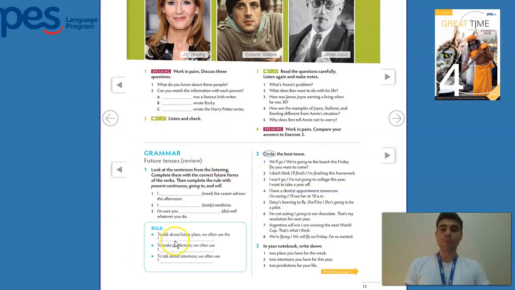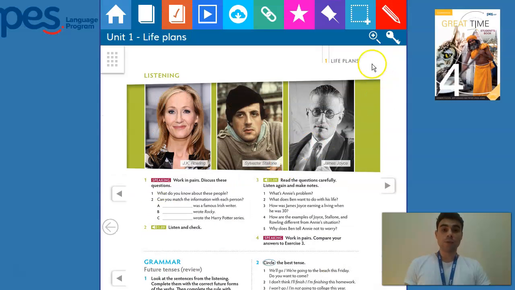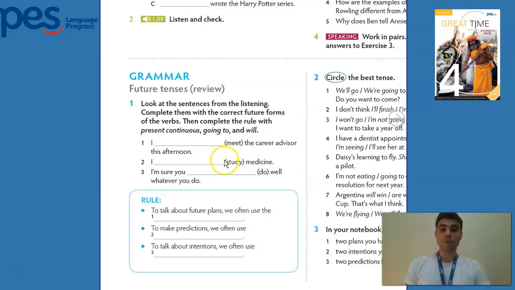Alright guys, now for those who have the book, please move on to page 15, okay? And for those who don't have the book, no problems, as I told you before, just continue here with me, okay? Now we're going to take a look at this exercise here, the grammar one, about future tenses, and it's also a review. So, just like the other grammar topic, which was the present tenses, now we're going to take a look again at future tenses, all right? So, let's take a closer look at this exercise over here.